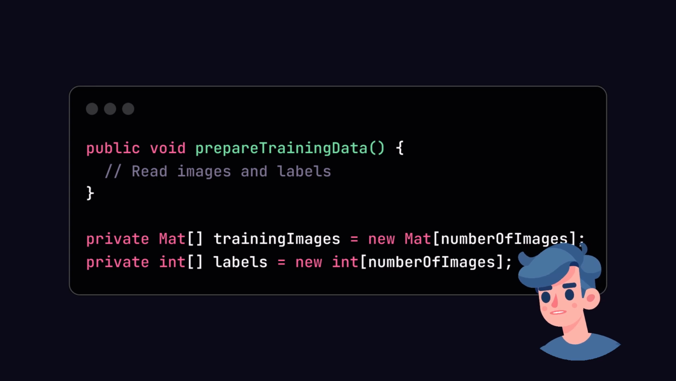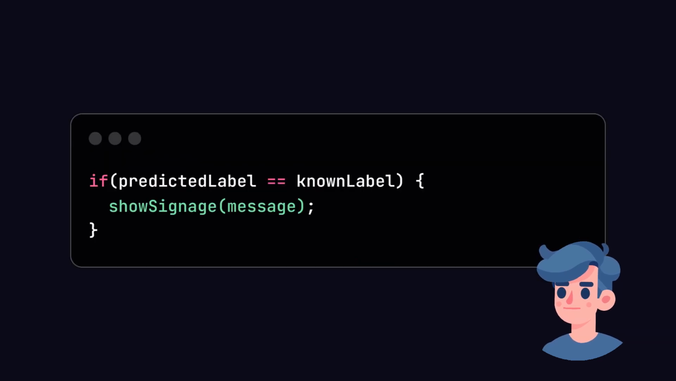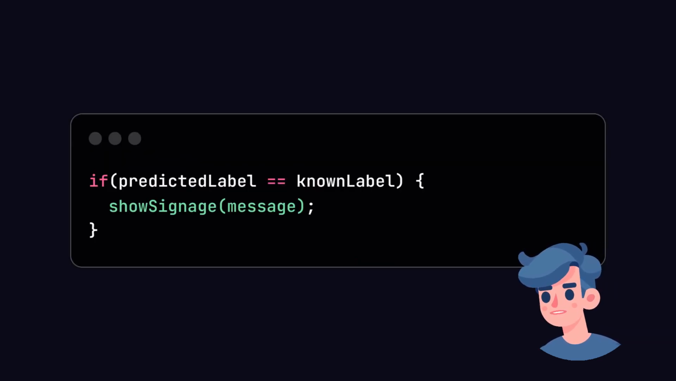You will also need to train your recognizer with images of the faces you want to identify. For this, collect sample images and assign labels to them. Use the following code snippet to read images and create your training set. Once you've prepared your training data, call this method within your face recognition logic.